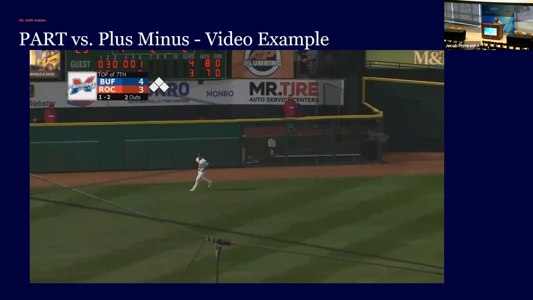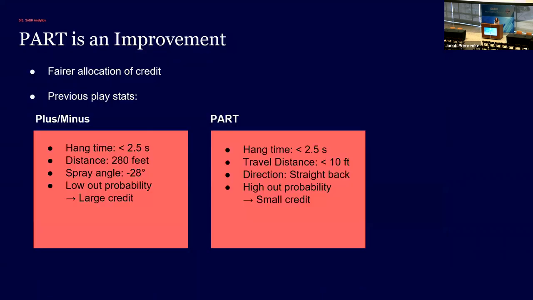On this play, we have a line drive hit to deepish left field. We saw that the left fielder was positioned nearly perfectly. He hardly had to move on that play. However, the plus minus system, that's old news now, treats this play very differently than the PART system. Under plus minus, that kind of ball, which is hit at under 2.5 seconds of hang time, 280 feet at that certain spray angle, basically all those characteristics yield a low out probability. And since he caught that ball, that fielder gets a large amount of range credit, right? But PART understands that he didn't really range out there. PART knows the same hang time, but he traveled less than 10 feet, went straight back. He really didn't have an opportunity to show his range on that play. So he makes that out, but he doesn't get a high amount of range credit.